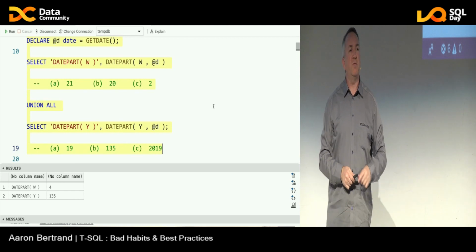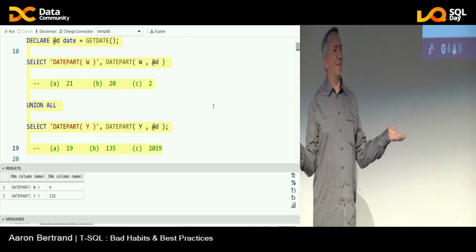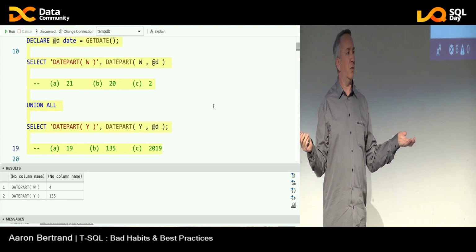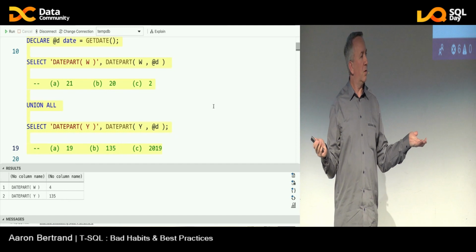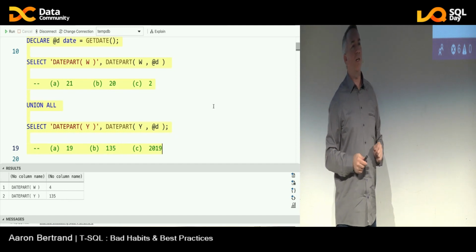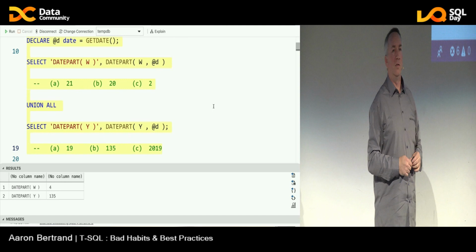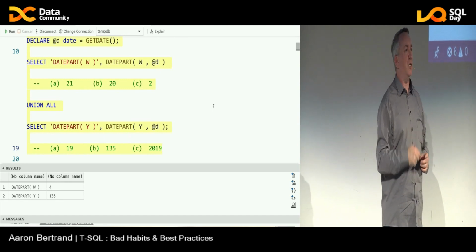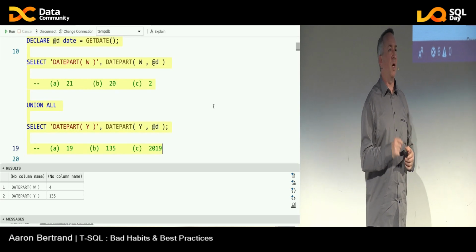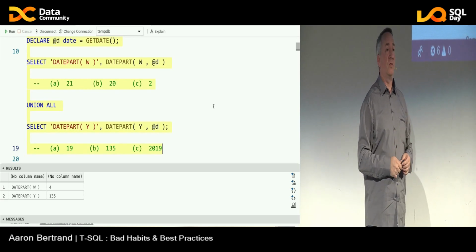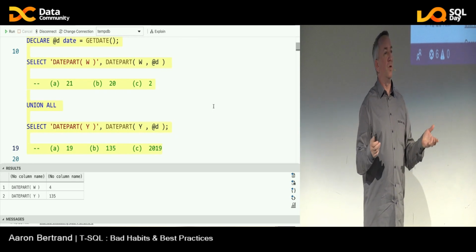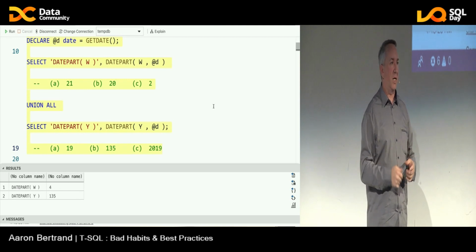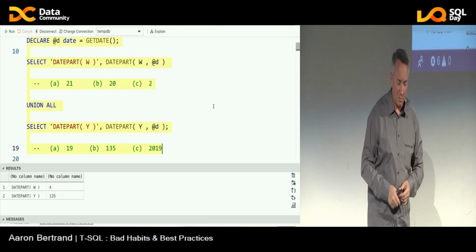Datepart Y, 135. That's not the year. What is this, Gregorian calendar, Julian calendar? What's going on? Chinese New Year? What's 135? Day of the year. Y is short for day of year, not year. Not intuitive. Spell it out. If you mean year, type year. You're not saving anything by typing Y, and you're actually getting wrong results. Even M is confusing because people think, oh, M must mean minute. It actually means month. Spell it out.